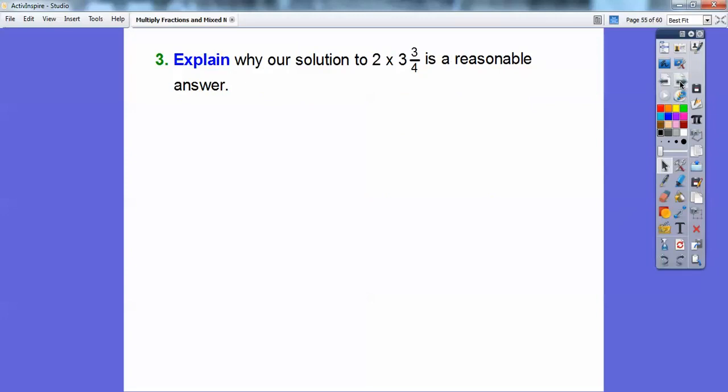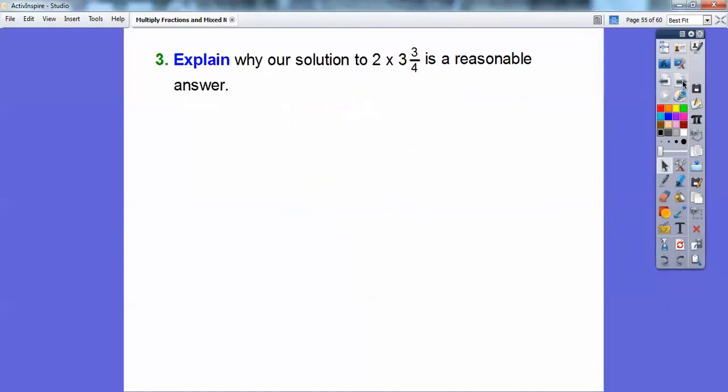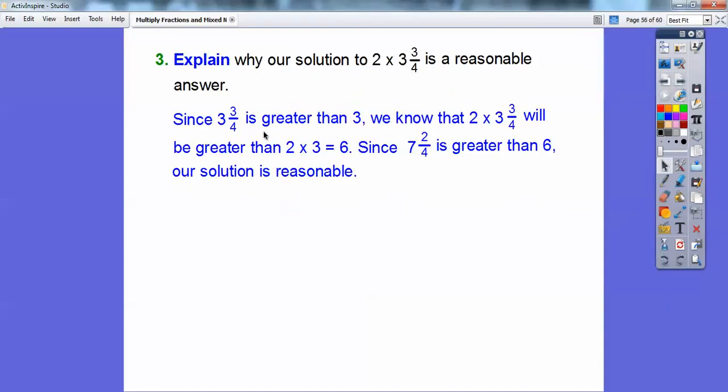All right, so explain why our solution to 2 times 3 and 3/4 is a reasonable answer. Remember, 2 times 3 and 3/4 is 7 and 2/4 right here. Well, it's a reasonable answer because 3 and 3/4 is greater than 3, and I know that 2 times 3 equals 6, then 2 times 3 and 3/4 is going to be greater than 6. And since 7 and 2/4 is greater than 6, our solution is a reasonable solution because it's a little bit greater than 6.